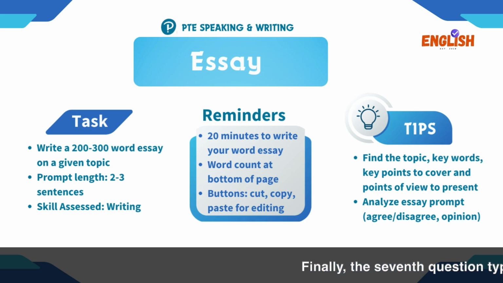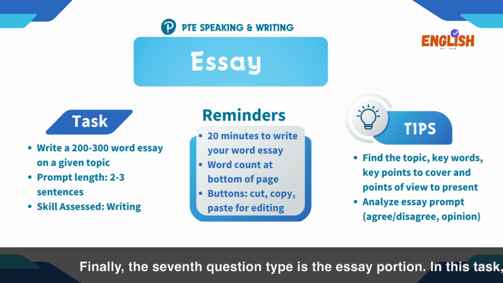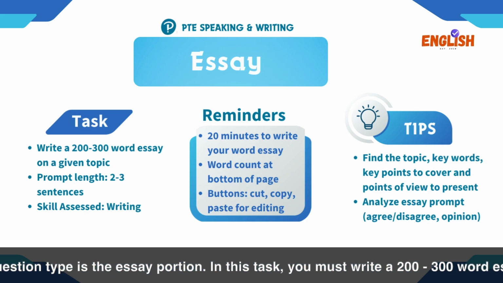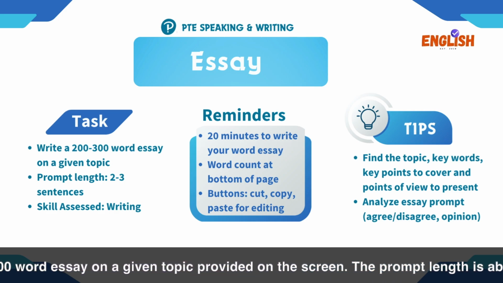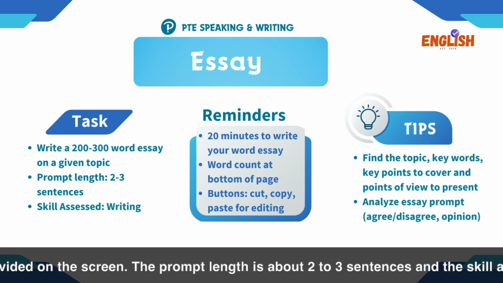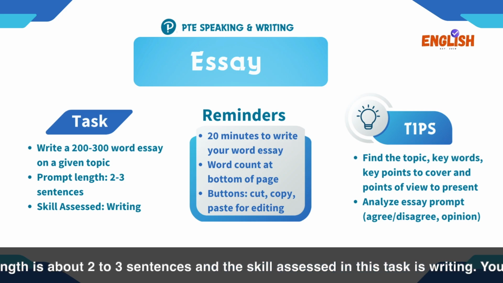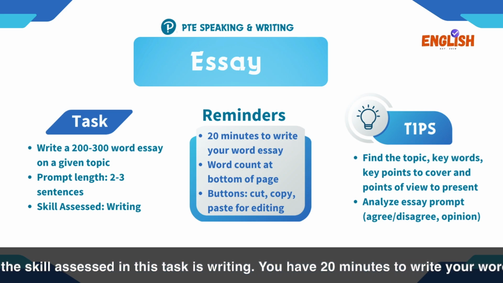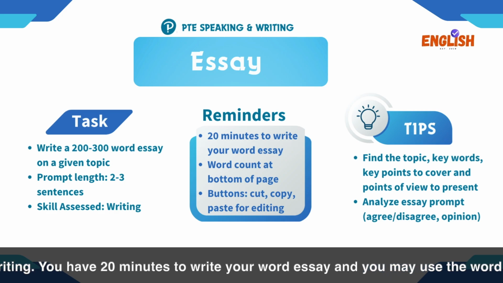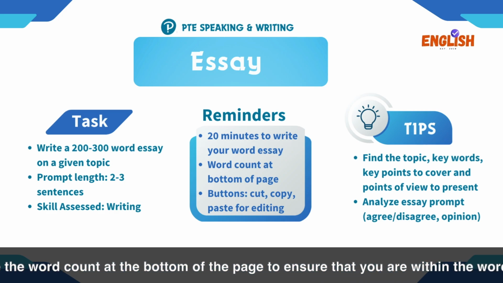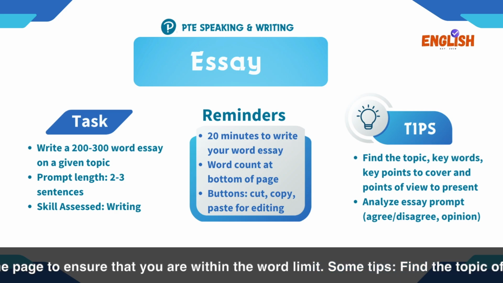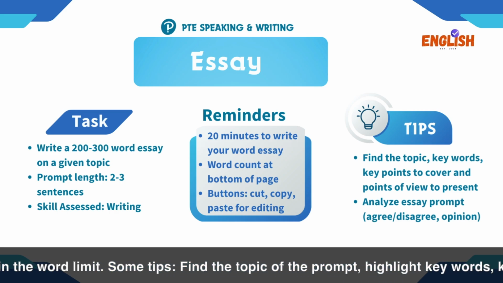Finally, the seventh question type is the essay portion. In this task, you must write a 200 to 300 word essay on a given topic provided on the screen. The prompt length is about 2 to 3 sentences, and the skill assessed in this task is writing. You have 20 minutes to write your essay, and you may use the word count at the bottom of the page to ensure that you are within the word limit.